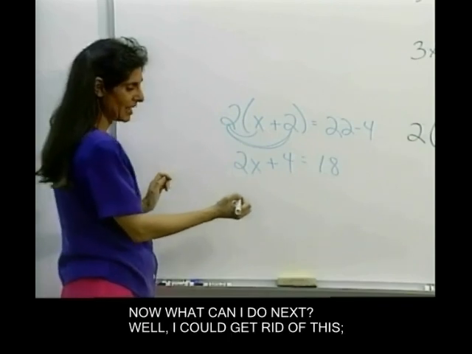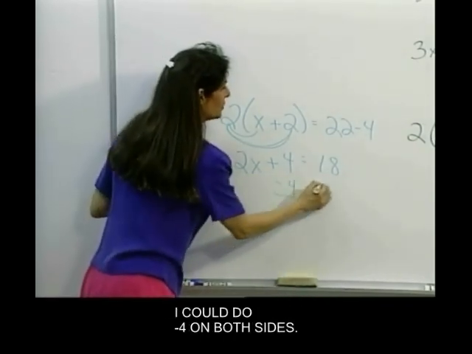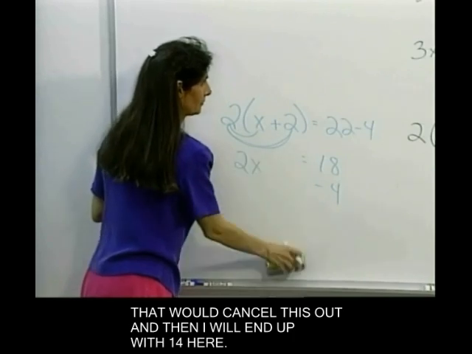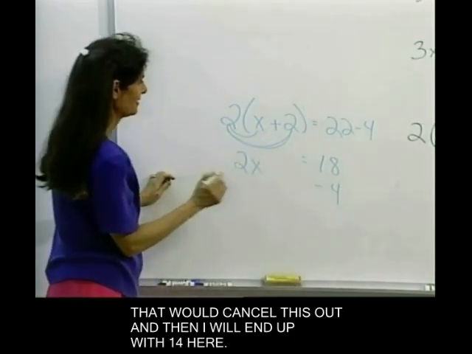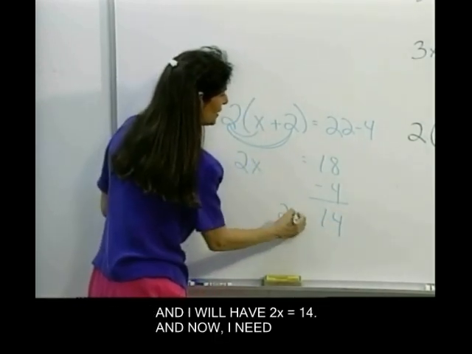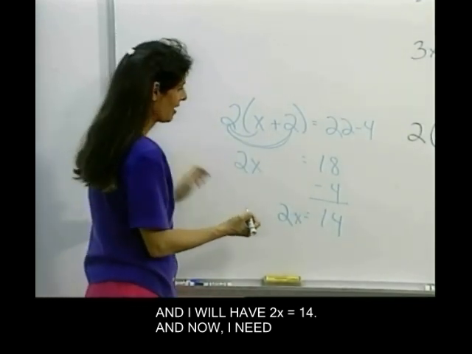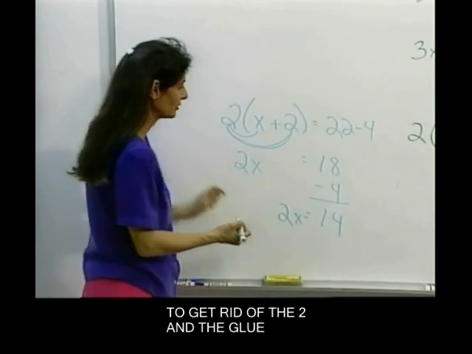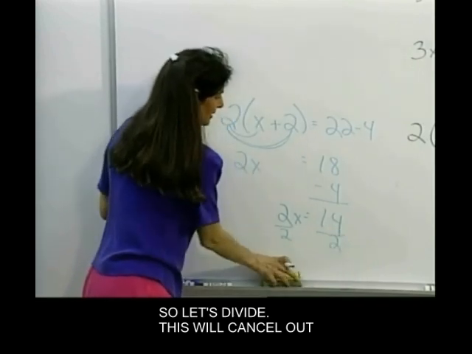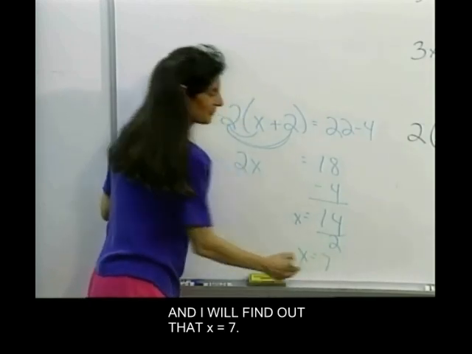Now what can I do next? Well, I could get rid of this. I could do minus 4 on both sides. That will cancel this out. And then I will end up with 14 here. And I will have 2x equals 14. And now I need to get rid of the 2. And the glue that holds this together is multiplication. So let's divide. This will cancel out, and I will find out that x equals 7.